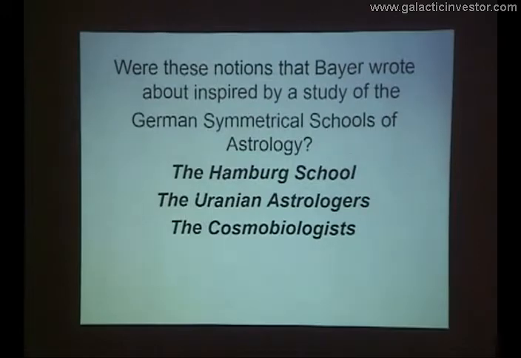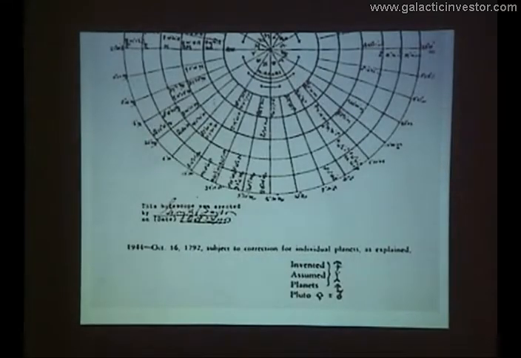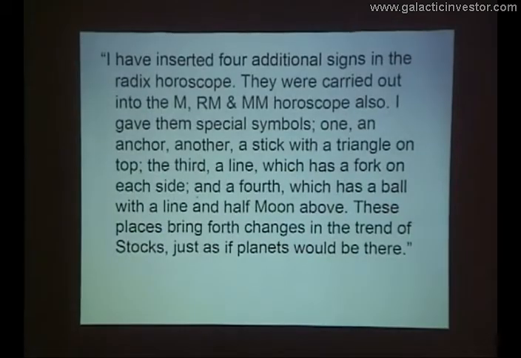And in fact, if we look at this first trade, or this five-fold horoscope, rather, right here at the bottom, he says, I have invented and assumed planets. Invented and assumed planets. What the heck is he talking about by invented and assumed planets? I have inserted 4 additional signs in the radix horoscope that are carried out into the M, that's the mundane, and the radix mirrored and mundane mirrored horoscope also.